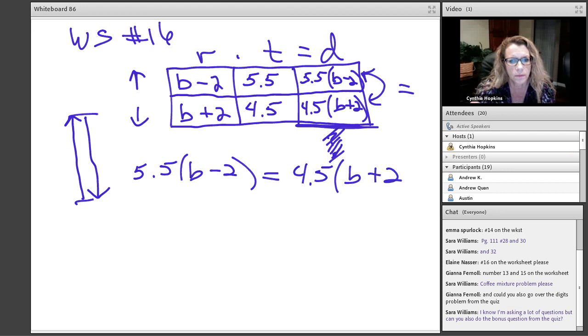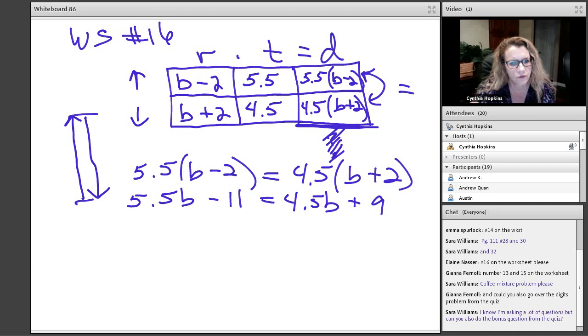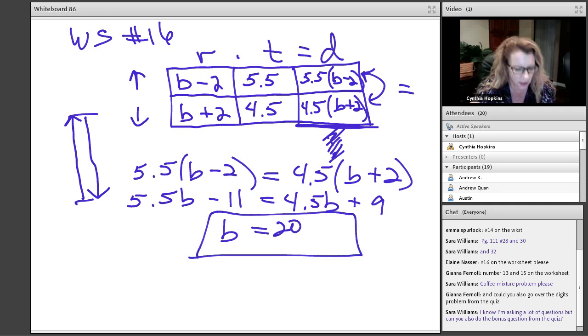All right, so when I distribute, I get 5.5B minus 11 equals 4.5B plus 9. I'm going to subtract 4.5B from both sides, so I get 1B, and then I add 11, and I get 20, and there you go. The speed of my boat is 20, and I look at the units, and it was miles per hour.